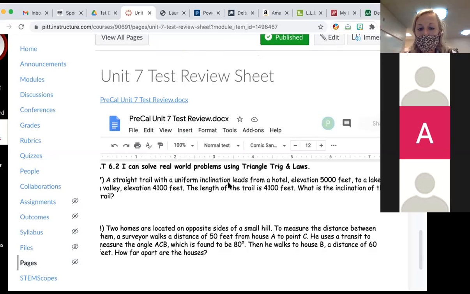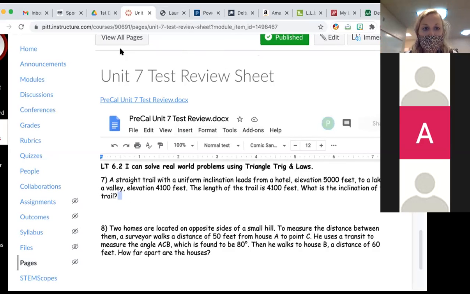So a straight trail with a uniform inclination, which means it's on the same incline the whole hiking trail, leads from a hotel that's at elevation 5,000 feet. So here's the hotel. It's at 5,000 feet. And the trail will go down to a valley that's at an elevation of 4,100 feet. So I'm going to put that right here. So that's the valley. And the hotel is at 5,000.